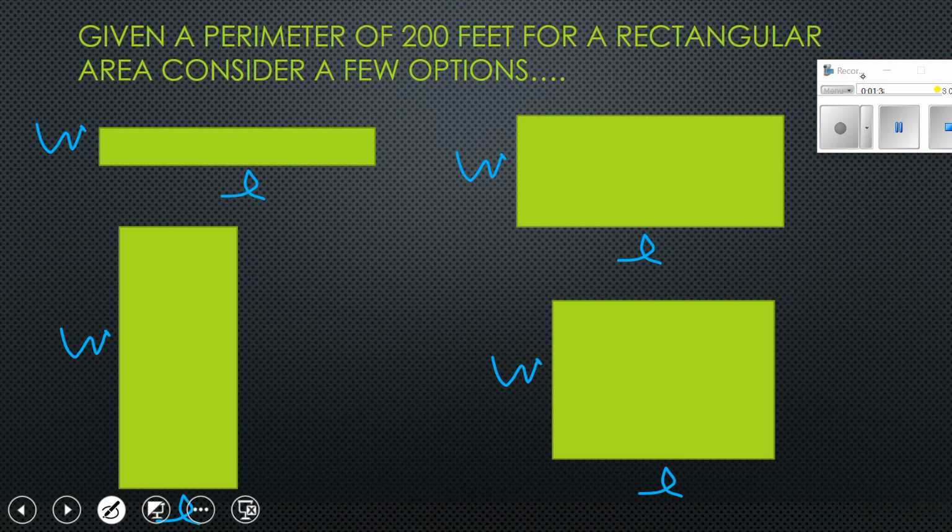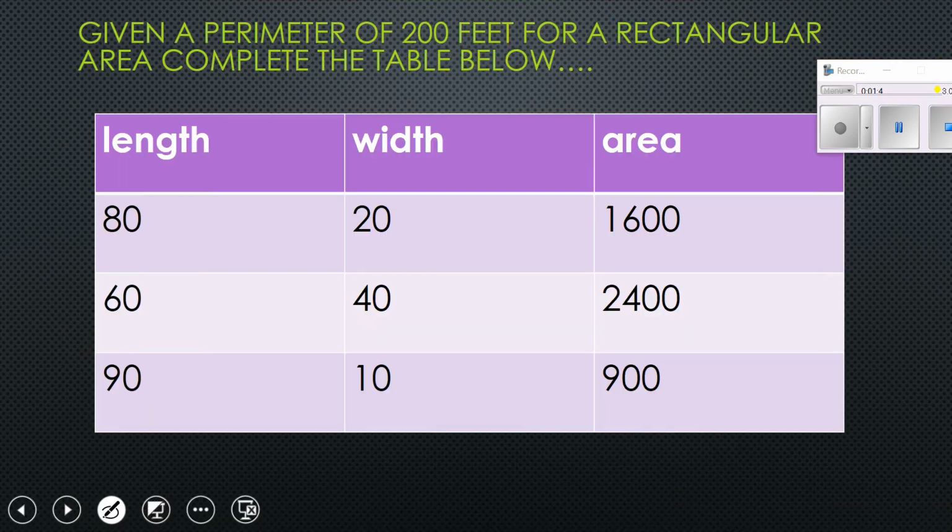Let's look at how we could maybe organize our thoughts in a table. So here are some examples. The first one I gave you, 80 and 20, would give us an area of 1600 because we're going to do length times width. We could also come up with 60 times 40, which would give us an area of 2400, and also 90 times 10. That will give us 900.